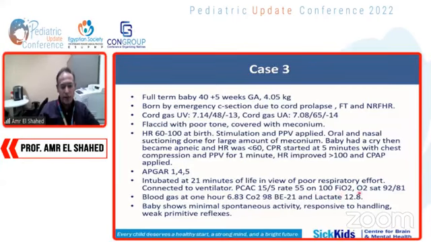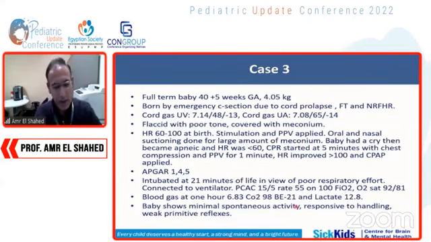As you can see, the settings here were up to 100%, and saturation was only 92 preductal and 81 postductal. The postnatal gas was 6.8, significantly acidotic, and the CO2 was quite high, 98. Lactate was 12.8. At this moment the patient was showing minimal spontaneous activity, minimal response to handling, and weak primitive reflexes. The Apgars were given as 1, 4, and 5.